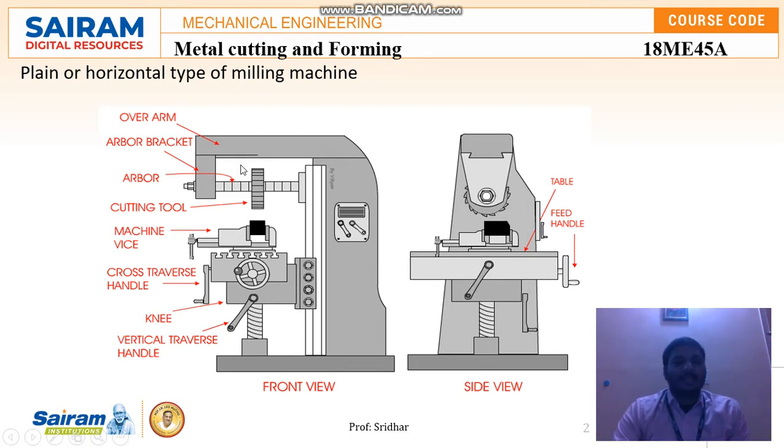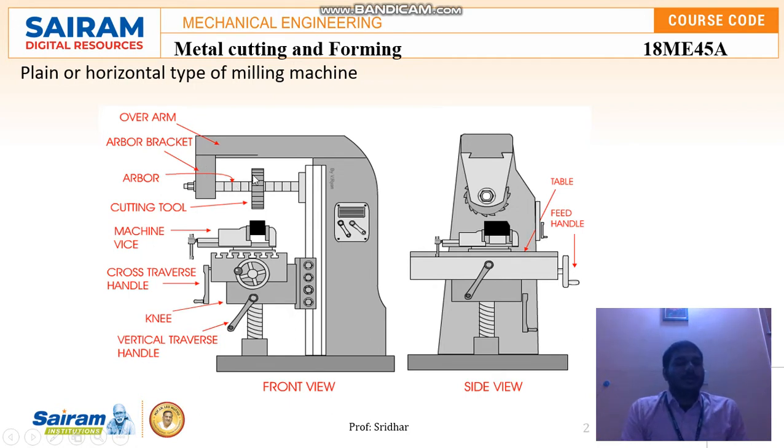Now first we'll see the basic parts of the horizontal milling machine. Mainly there is an overarm. The overarm is connected to the column, and the column is fixed to the base. All the remaining components are attached to the base and the overarm. The other part is the arbor.